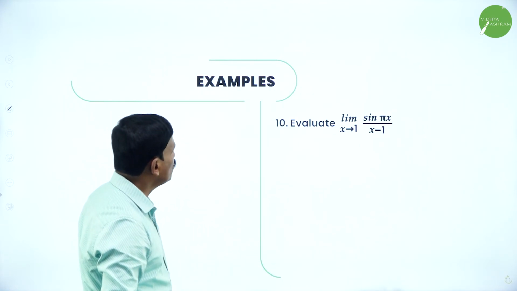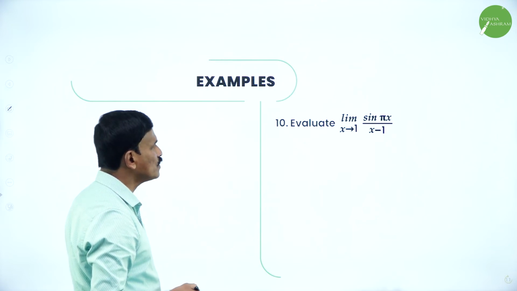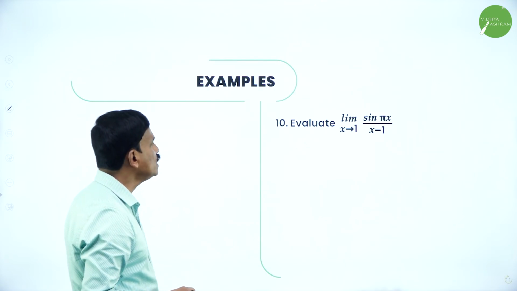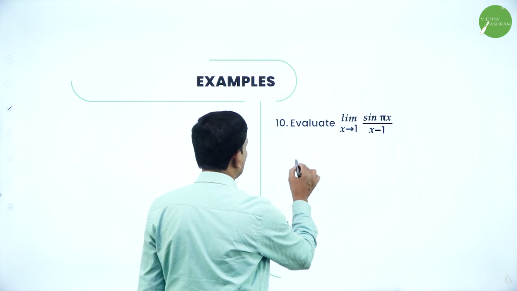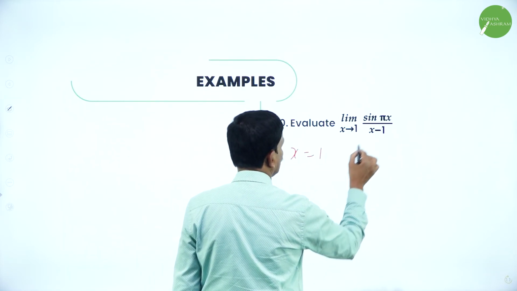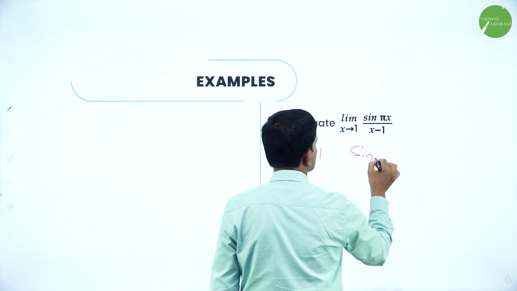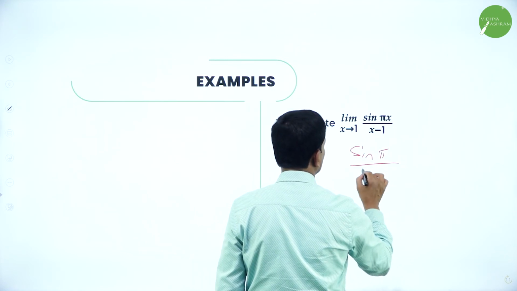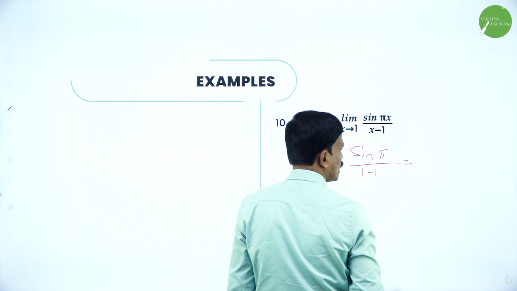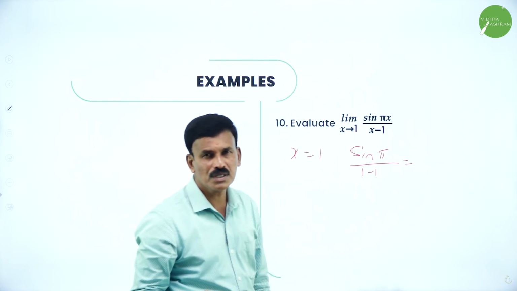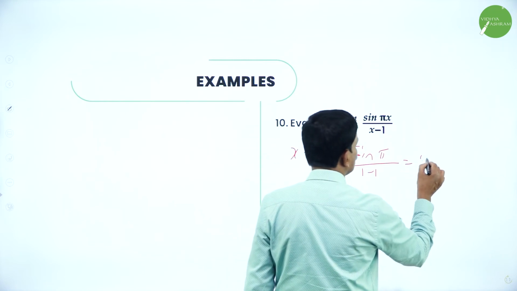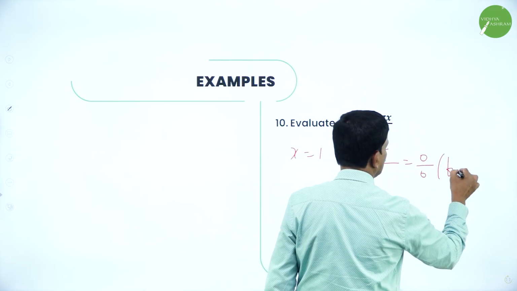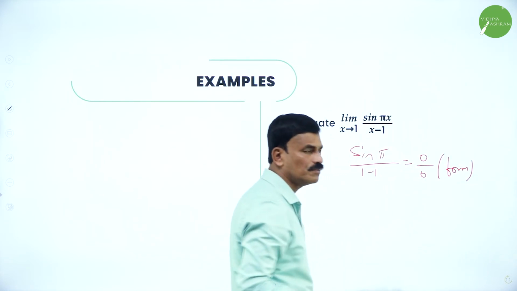Now what is the problem? Evaluate limit x tends to 1 of sin pi x divided by x minus 1. See, if you put x is equal to 1, then this reduces to sin of pi divided by 1 minus 1. Sin 180, which can be written as sin 0. Sin 0 is 0. 0 divided by 0 form again, which is an indeterminate form.